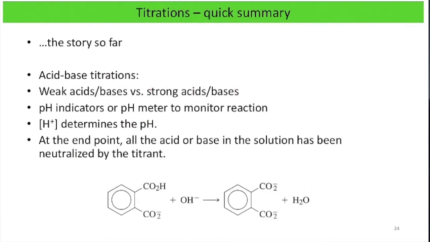So, a quick summary of titrations. We've done acid-base titrations. We've seen the difference between strong acid, strong base titrations and, for example, strong acid, weak base titrations. We know there's a buffering region in weak acid, strong base, or weak base, strong acid titrations. There is no buffer in strong acid, strong base titrations. We use pH indicators, and they change color because they are also being titrated, and will change color based on their acidic or basic form. And the concentration of H plus is going to determine the pH.